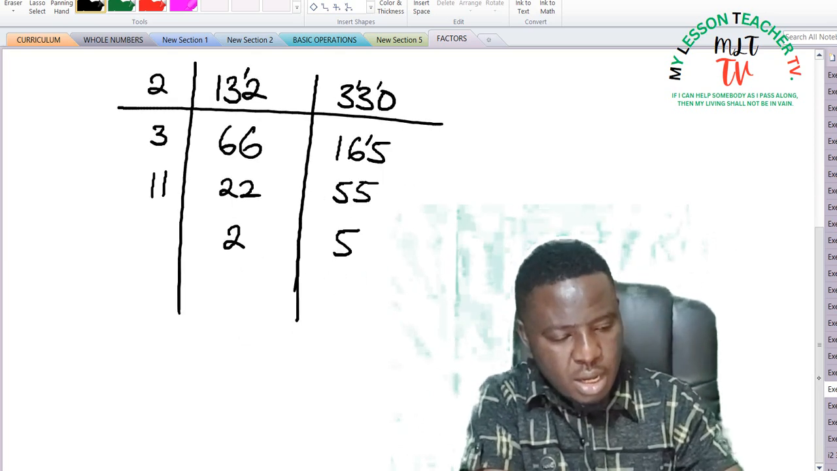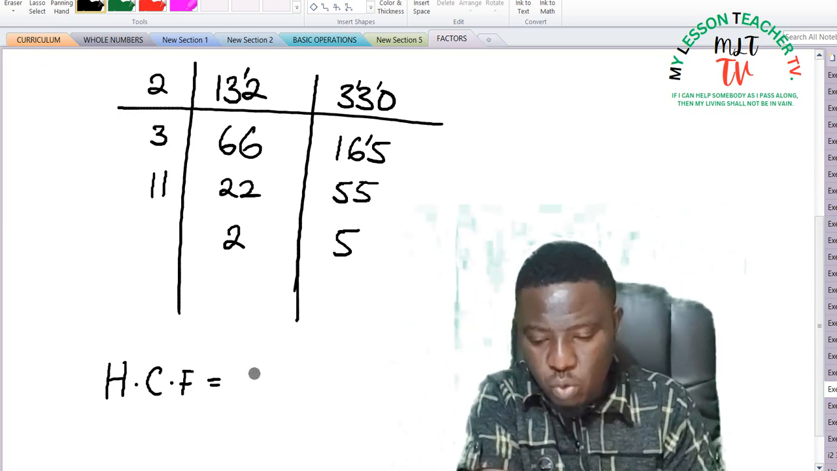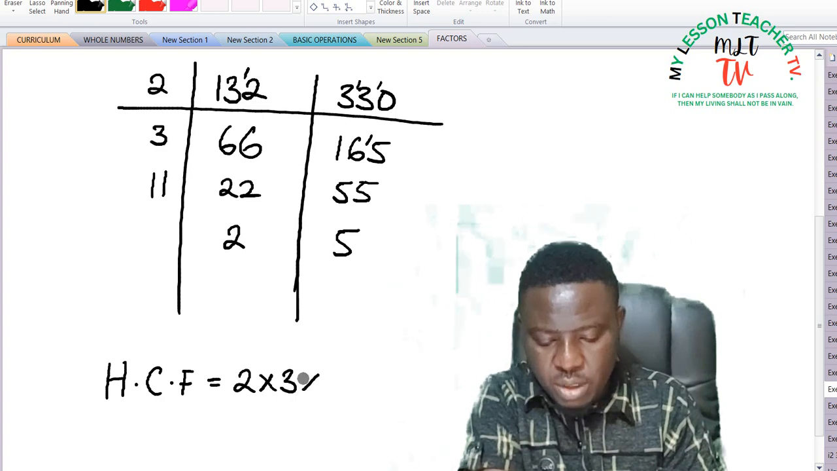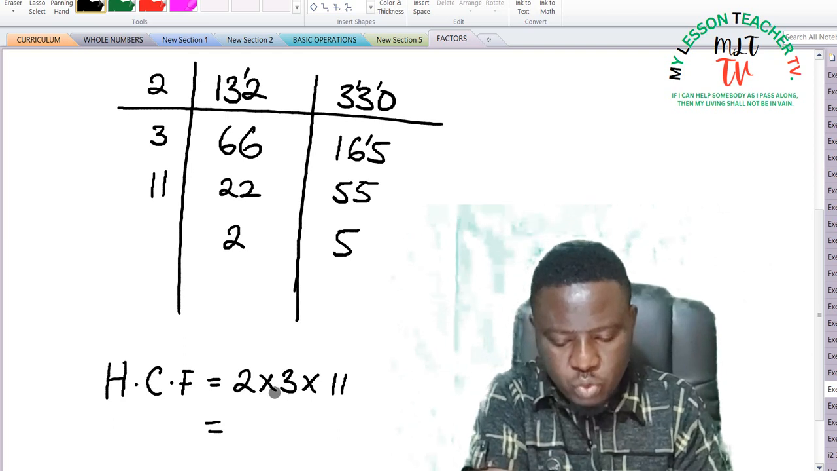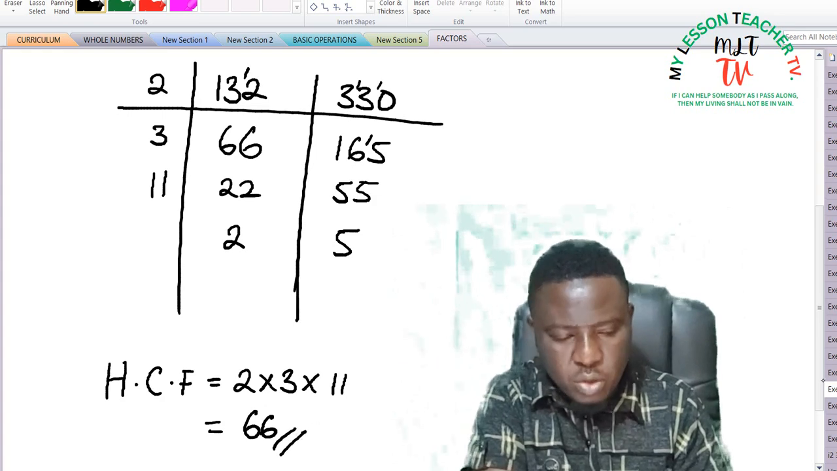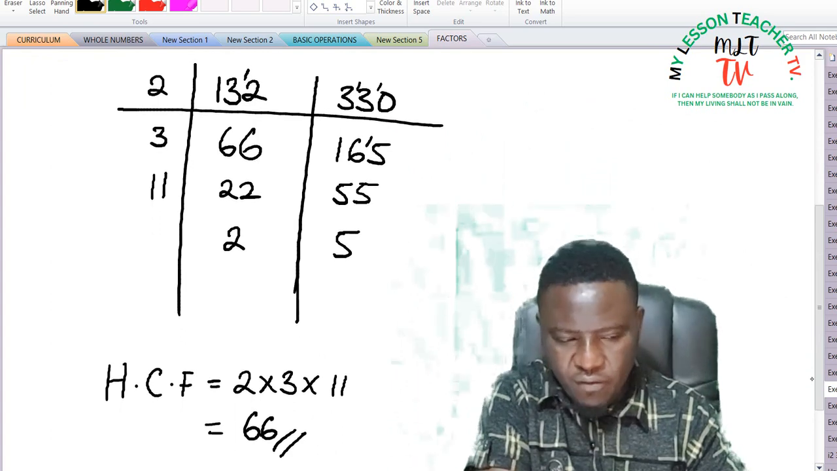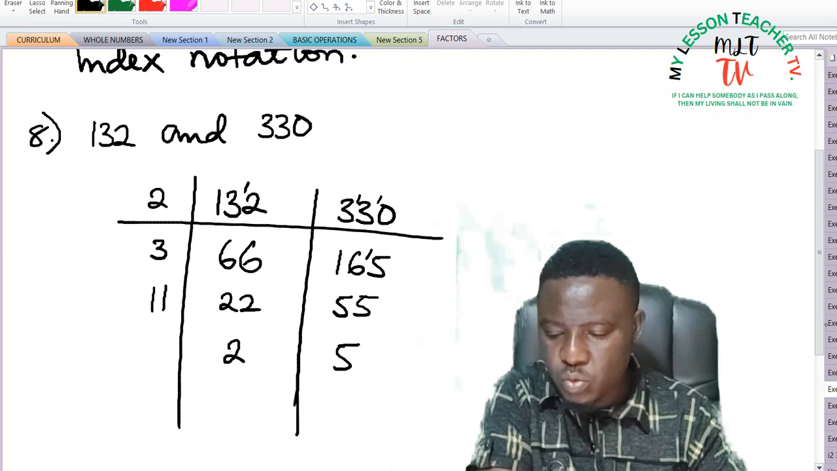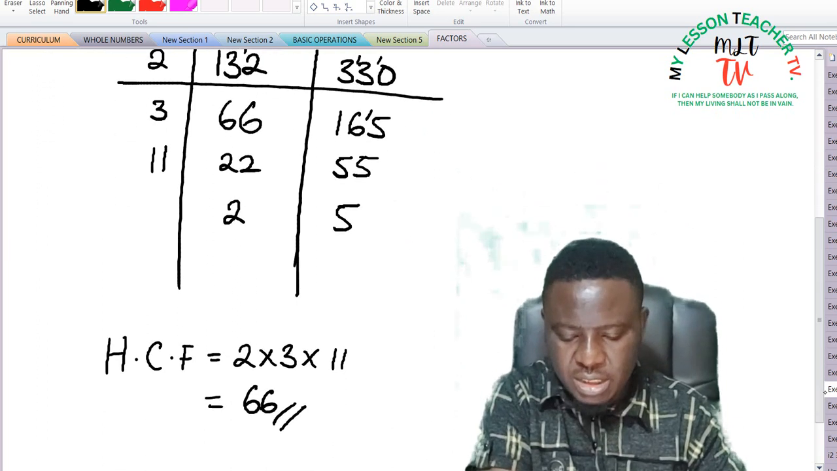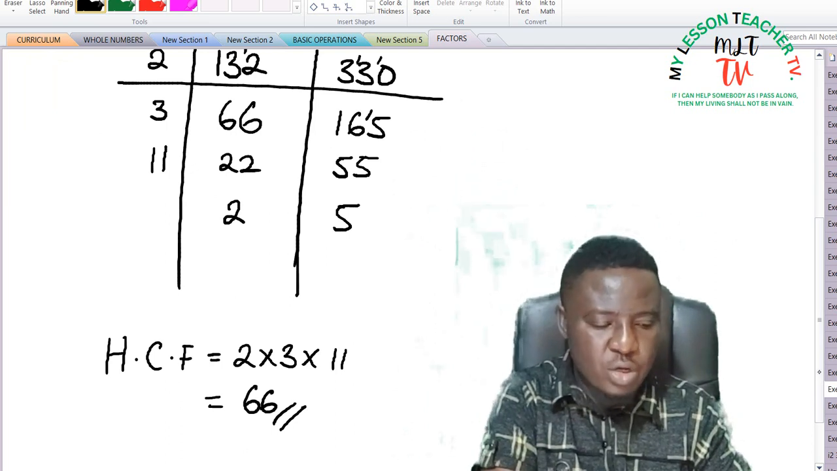So our HCF is now equal to 2 times 3 times 11. And this is equal to 2 times 3 is 6, 6 times 11 is 66. So 66 is the HCF, meaning that the highest common factor that can divide 132 and 330 is 66. So this is how you can get the highest common factor of any group of numbers.